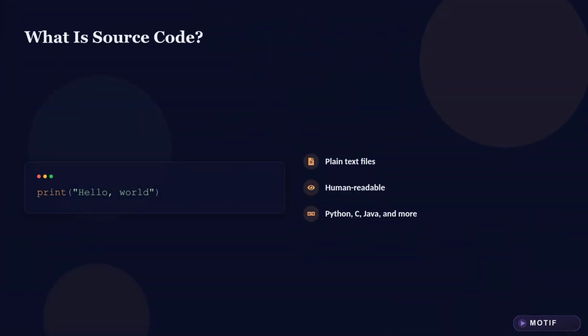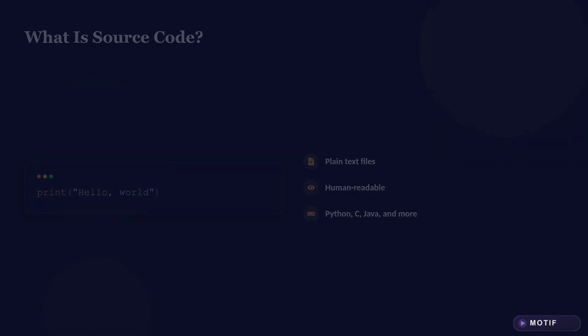Source code is the starting point. It is a plain text file written in a language humans can read and reason about. Languages like Python, C, and Java each have their own syntax, but they share a common purpose: describing a sequence of operations for the machine to carry out.